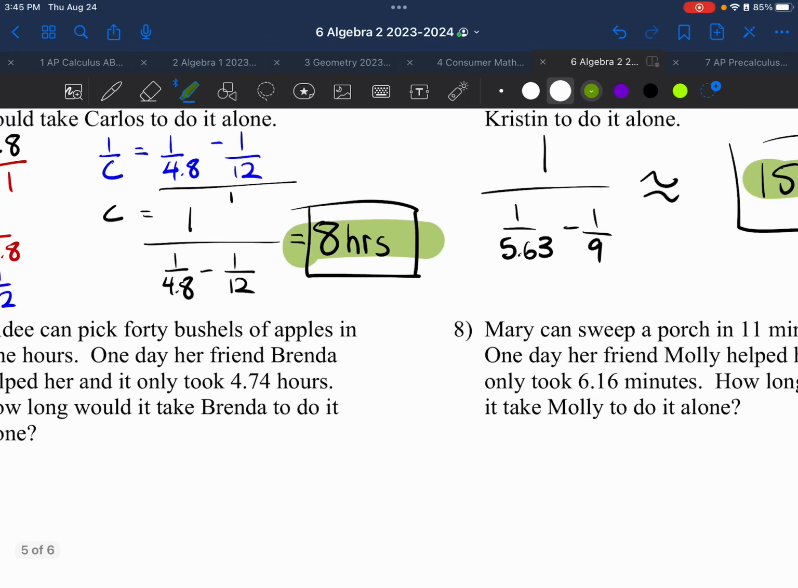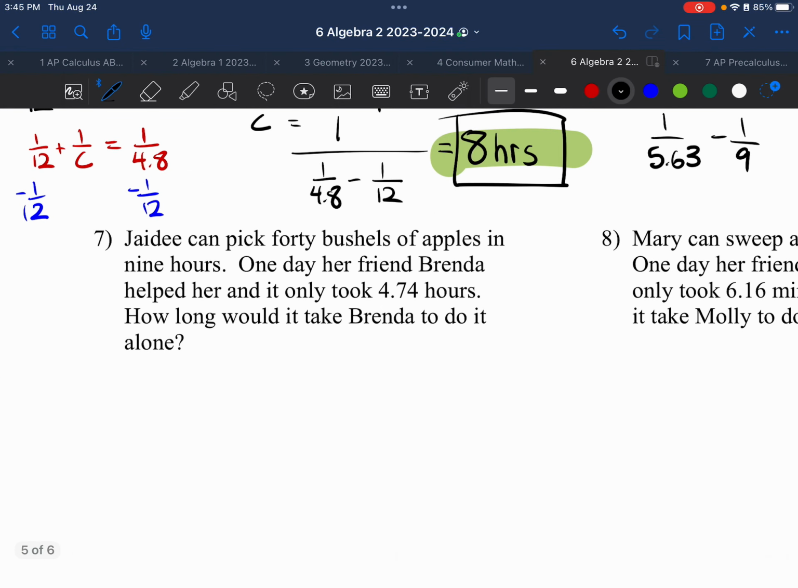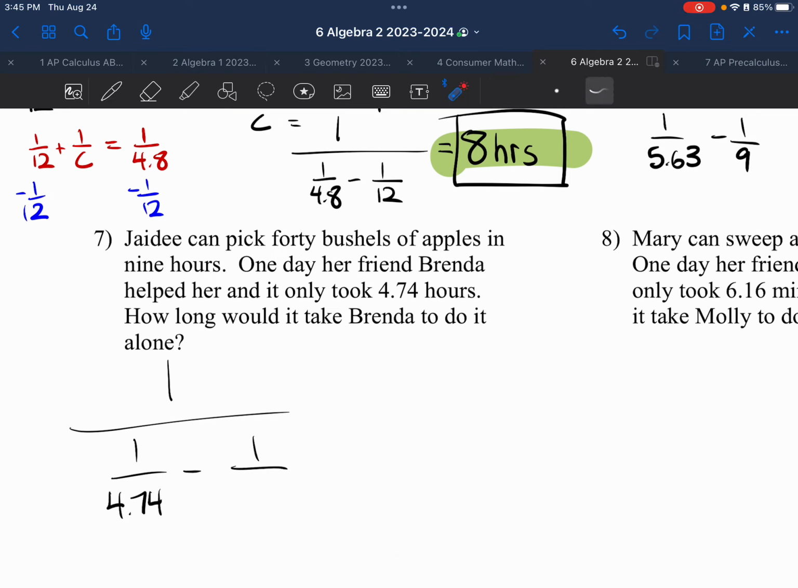All right, and then number 7. Again, you're setting up the equation. I know it's always going to be 1 over the together rate. Together, it was 4.74 for the together rate, minus 1 over the single rate over here. If JD's by herself, she takes 9 hours. So 1 over 9, and we enter this into the calculator. We'll probably get an approximate rate. We'll see.